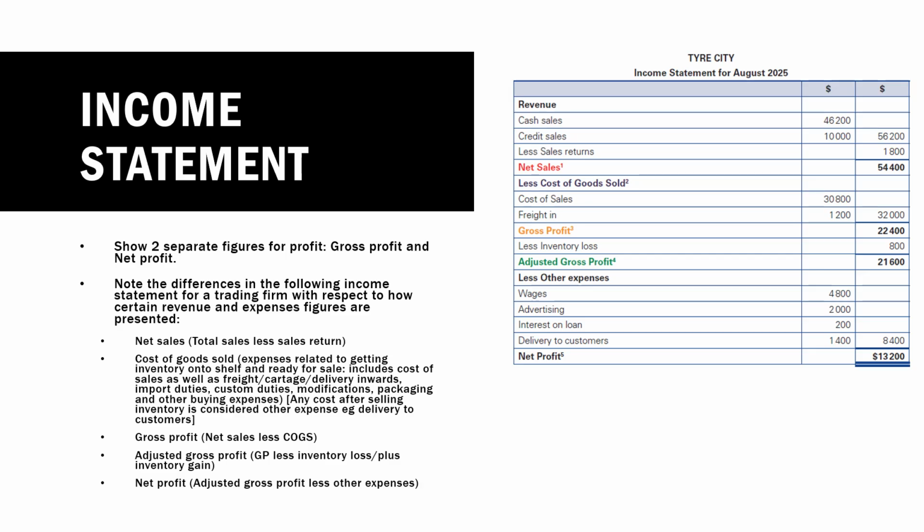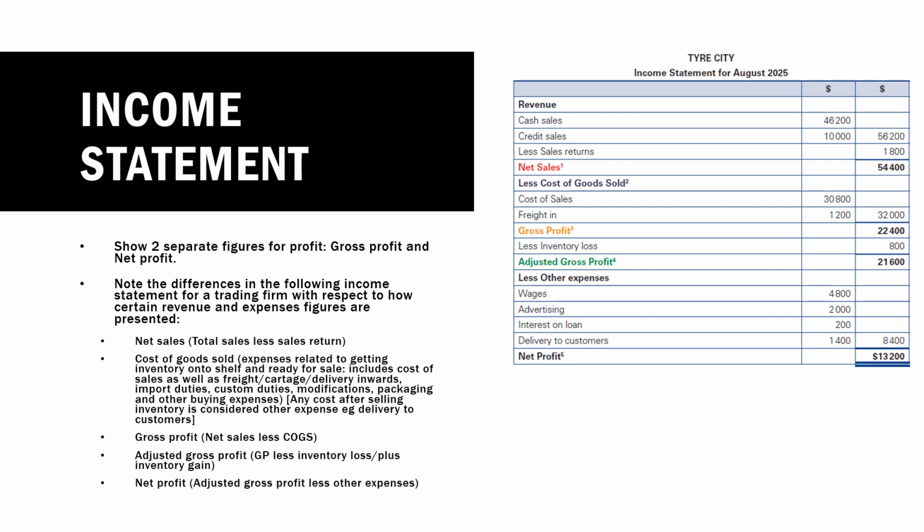In the income statement, we're going to show two separate figures for profit, gross profit and net profit. And the differences in the income statement for a trading firm, with respect to how the revenue and expenses items are broken down and presented, are going to be as follows. One, your net sales figure, that is going to be your total sales less sales return. Second difference is the cost of goods sold figure. That's the expense related to getting all the inventory onto the shelf and ready for sale.